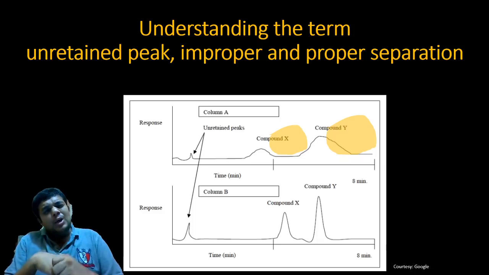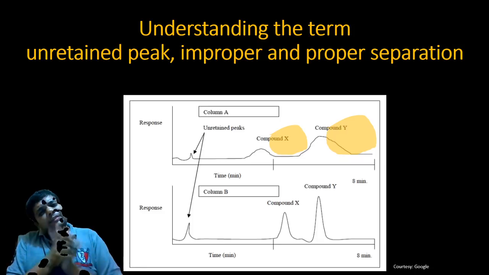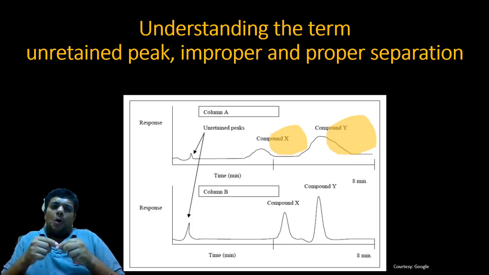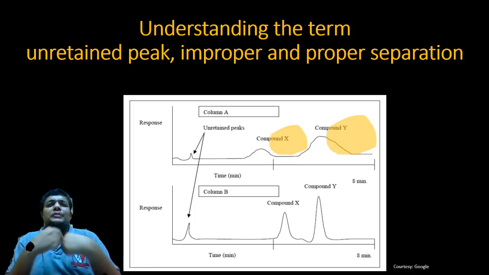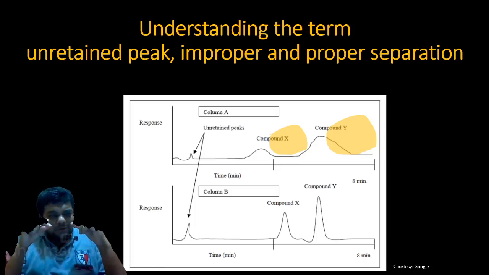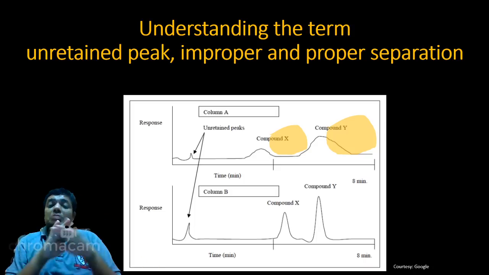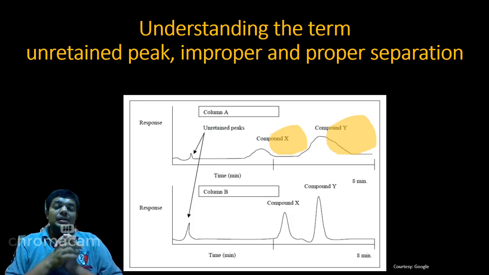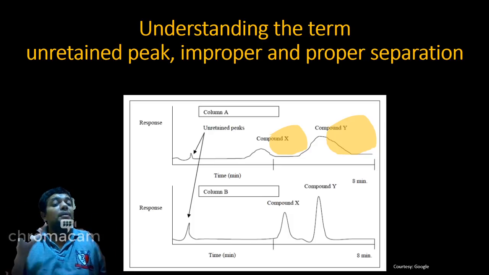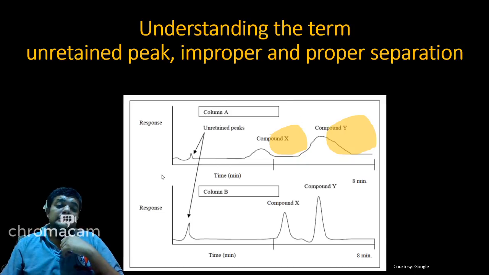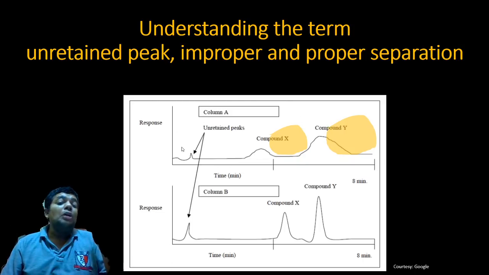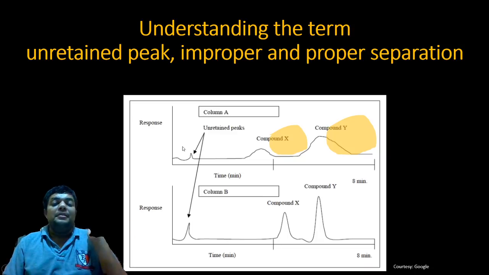The sample which is not at all attracted to the stationary phase will move constantly with the initial layers of the mobile phase and will come out the earliest without any interaction with the stationary phase. These are the most improper things, and they are coined as unretained peaks. Not at all retained, not at all retarded.